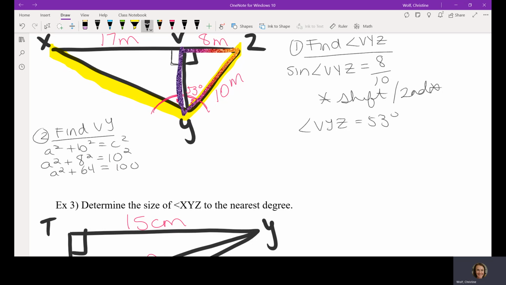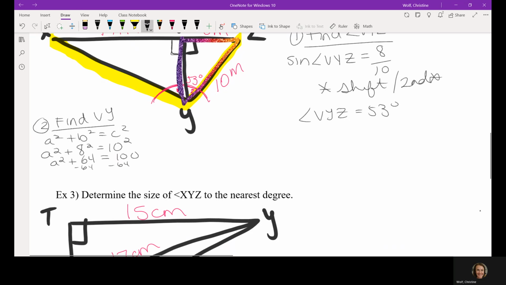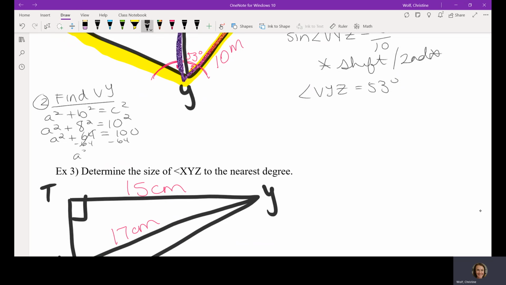But now I have to get that a all by itself. So I'm going to remove that 64, minus it to both sides. So on the left side, I have a squared all by itself because those canceled out. And on the right side, I have 100 minus 64, which is 36. You square root each side and you get that a equals 6.